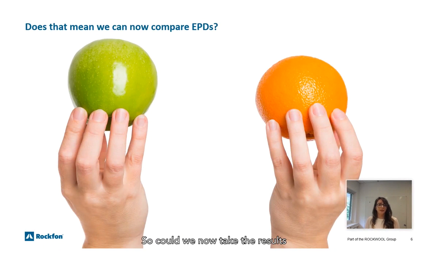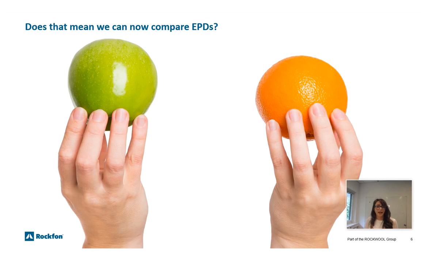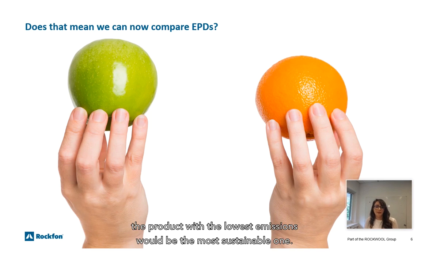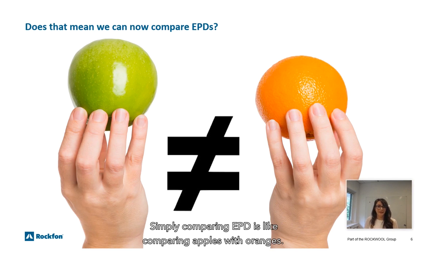So, could we now take the results from the EPDs and simply compare them in order to select the best material? Well, if all things were equal, then I guess yes. The product with the lowest emissions would be the most sustainable one. But guess what? All things are not equal. Simply comparing EPDs is like comparing apples with oranges. Well, they are not the same, are they?